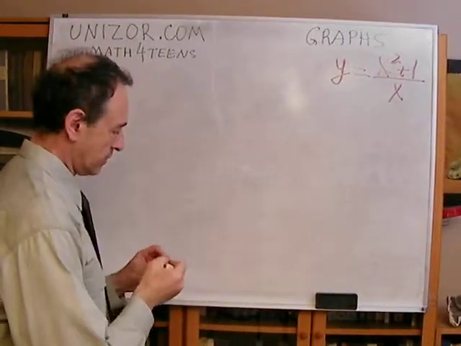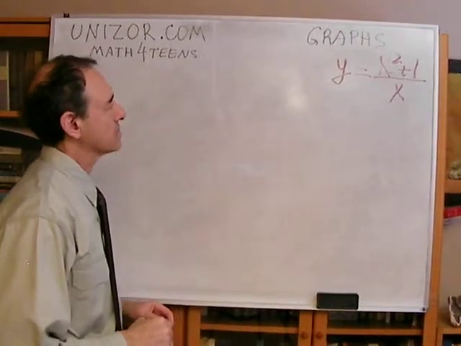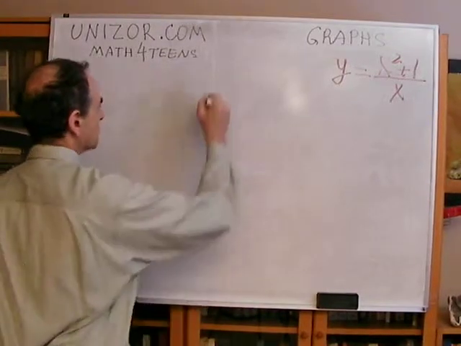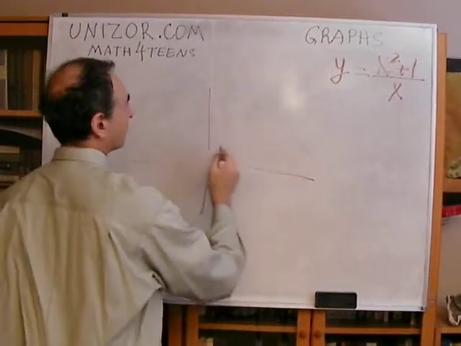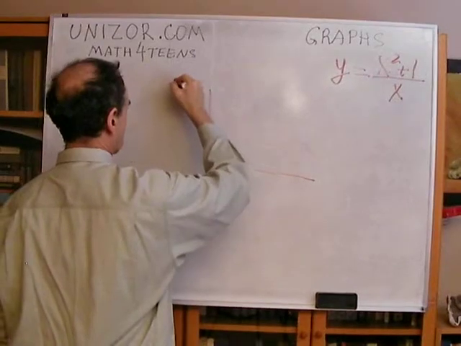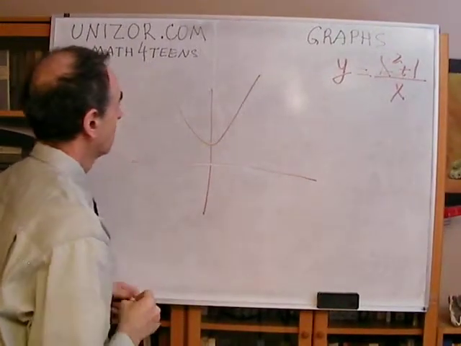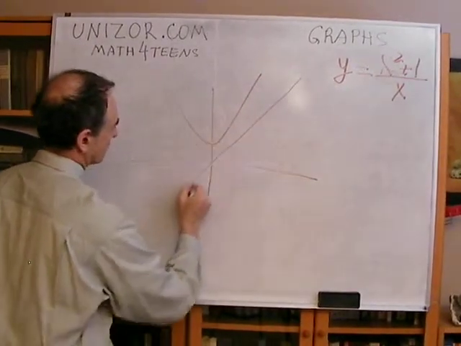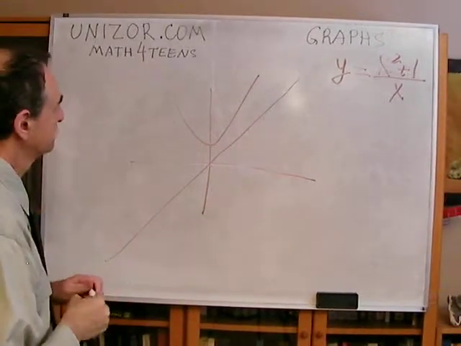So let's divide. We have the graph of x squared plus 1 divided by x. Now, what is x squared plus 1? It's a parabola, x squared, shifted upwards by 1. So it's like this. Now, y equals x is a straight line, like this. Well, let's divide them one by another.